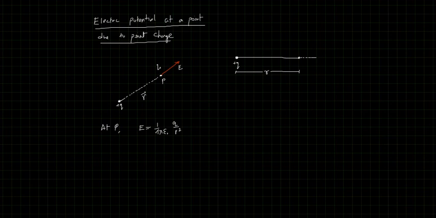From where are you bringing? You are bringing it from infinity to this point P, which is located at distance r. And let's say at any point you are at a distance x and you are making a very small displacement dx, infinitely small, towards P. You are going towards P very slowly. Then what do you know? We can write the small work done.